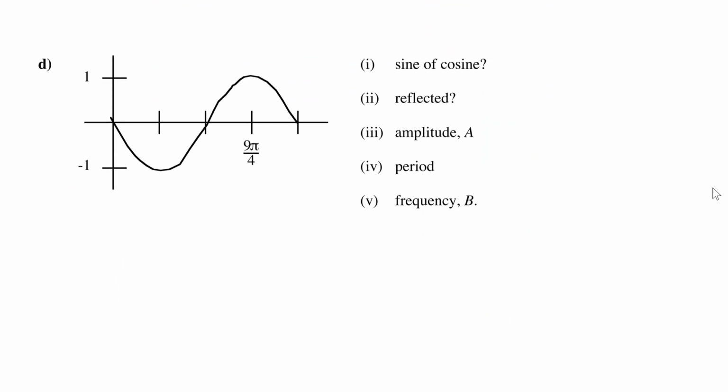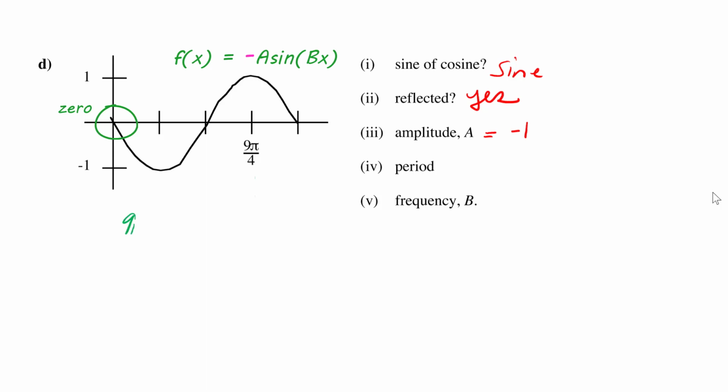Okay, here's our last example. This function starts at the origin. It's a 0, so it's a sine function. Because it goes downward first, it's reflected. So the f of x is a negative a. In this case, the amplitude is 1, but we're going to use the value of a equals -1.